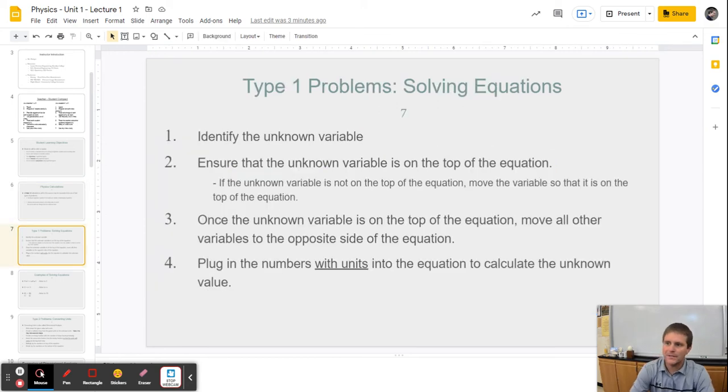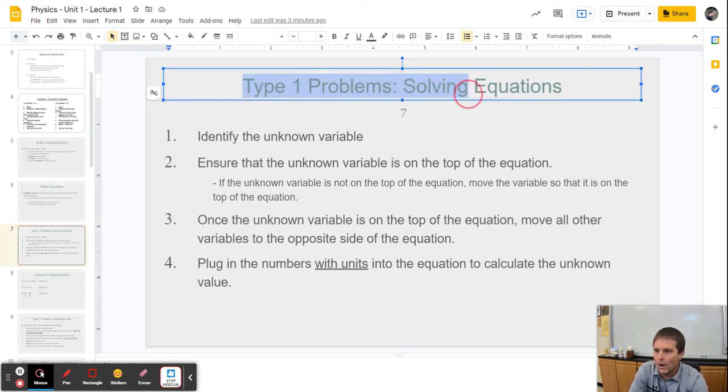There are several steps in solving an algebraic equation or rearranging an equation. We're going to place these steps into our notebook. Some of you will be very familiar with solving an equation for an unknown variable, and some of you might need a little bit of a refresher. So this will serve as a refresher. These are the steps for the type 1 type of problem: solving an algebraic equation, rearranging an equation, to solve for an unknown variable.